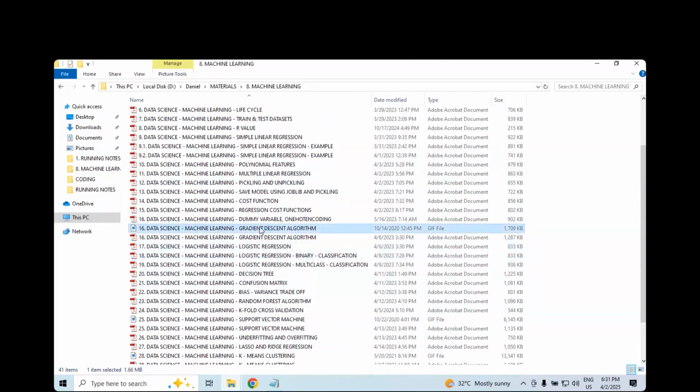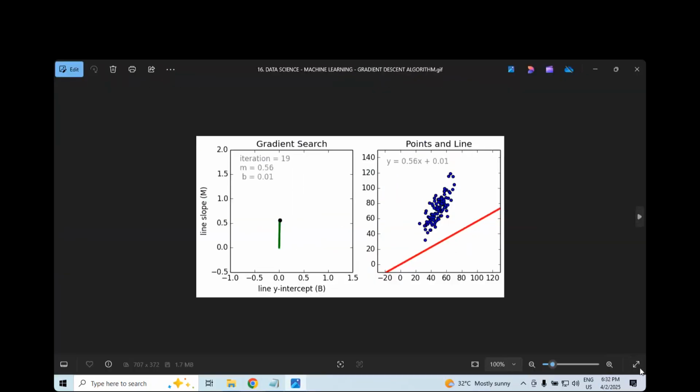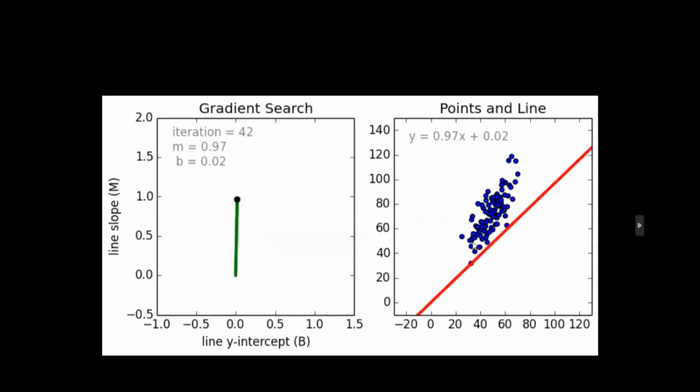Look at the diagram. Just please observe this diagram. I will ask one question. You can check one more time.